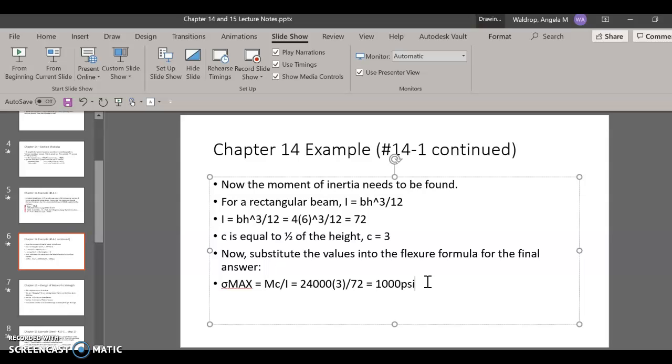So these problems are pretty simple. It's a matter of using this equation, sigma equals MC over I. The M's are going to be pretty straightforward to figure out if we use the chart in chapter 13 on page 473. That should be available to you. Okay, so that should be pretty straightforward.